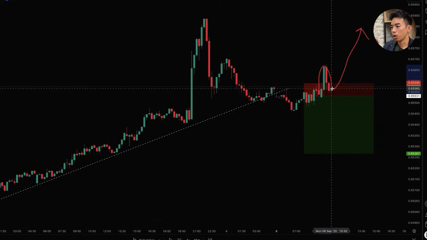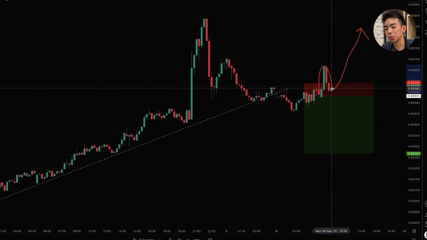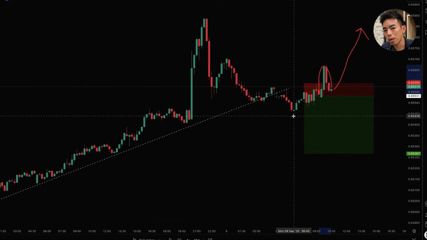So here's the thing. When you have a clear trend line, all the bigger players see that trend line. Especially the institutional traders. The institutional traders, they know these trend lines exist, and they know if they are able to push price down like this, it's going to cause the public to look for a retest to sell. However, who are the public going to be selling to? They're going to be selling to the institutional big traders.